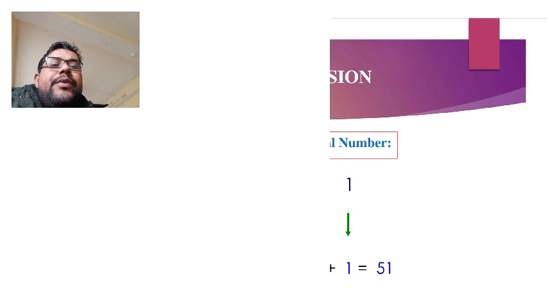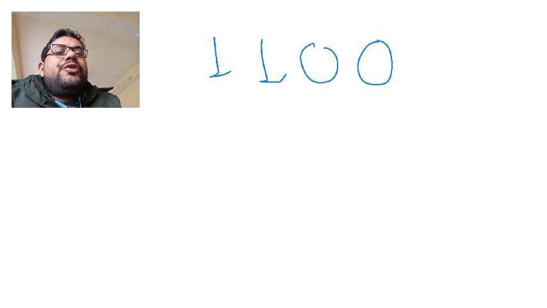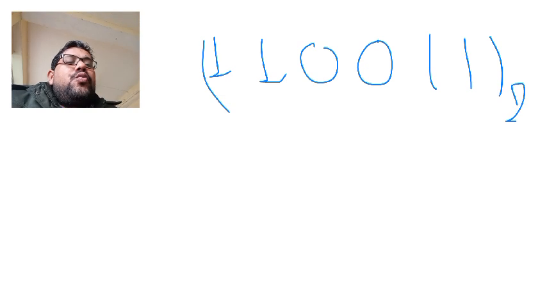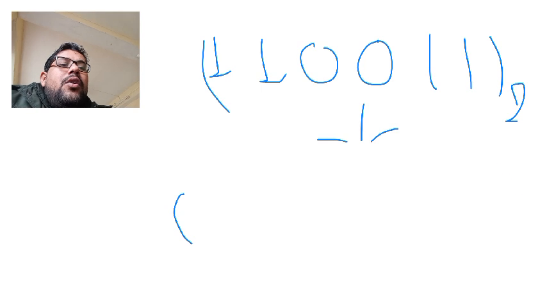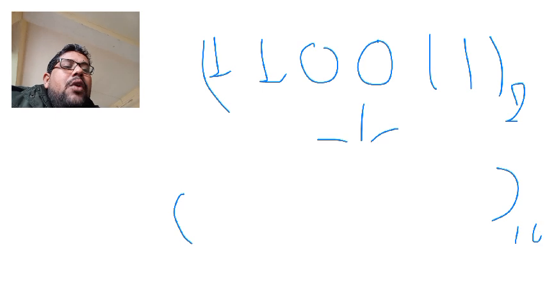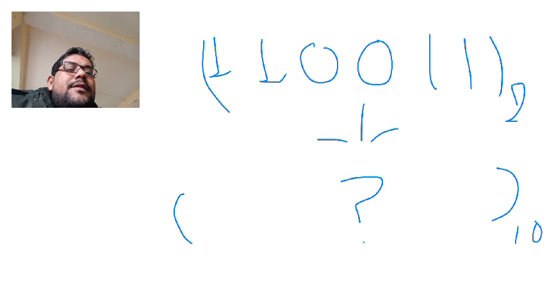How can I convert it? First, suppose this is any binary number, 11001. This is in the form of a binary number, base 2. We want to convert this number into a decimal number, base 10. How can I convert it? Suppose this 11001 is the binary number.